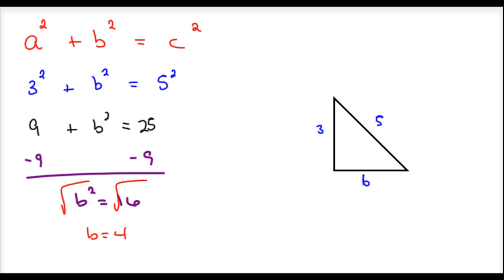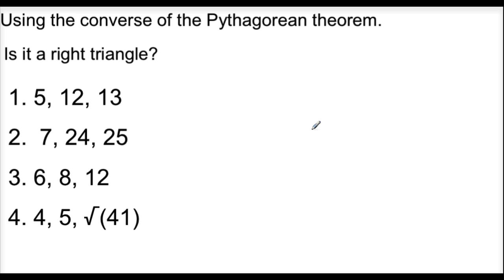Now another way to use this Pythagorean theorem is using the converse of the Pythagorean theorem. Meaning, if I give you the 3 sides and I ask you, is this a right triangle? Well, to show this, you're going to say, okay, if this fits the form of a squared plus b squared equals c squared, then this is a right triangle.